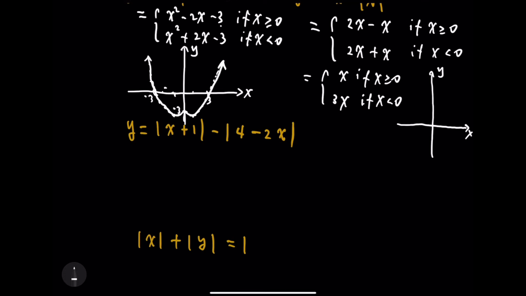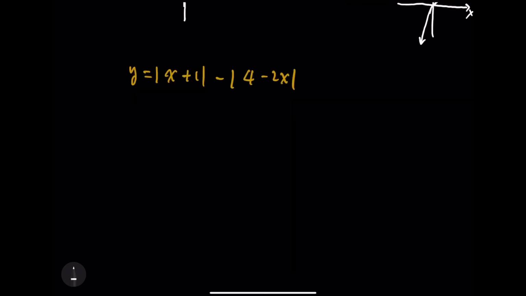So first one is y equal to x. It's going to be like this. And I only draw this part because the other part is negative x, which is not in that case. So when x is negative, it is 3x. 3x is steeper, so it's going to be like this. And I only draw this part because it's when x is negative. So that's the answer. Next question.